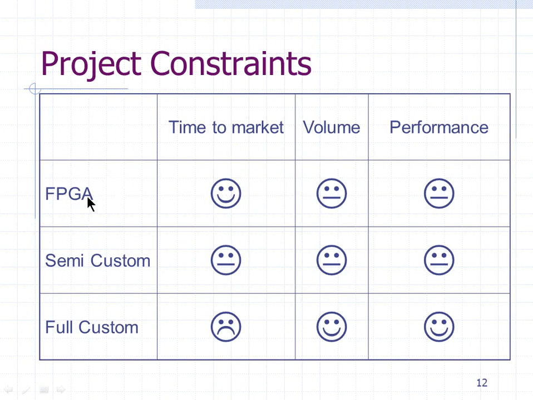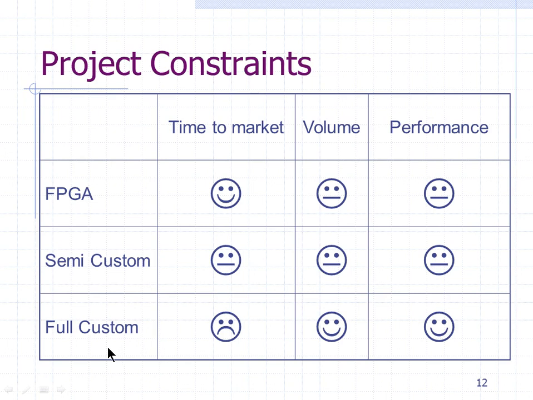To put it in perspective, FPGAs, semi-custom ASIC design, full custom ASIC design. Time to market, the quickest is FPGA. The worst is full custom. It will take a very long time to design a full custom ASIC device. Volume means it's the cost per chip. Nowadays, FPGAs and semi-custom ASIC are at the same level. Full custom ASIC will give you the best cost per chip.